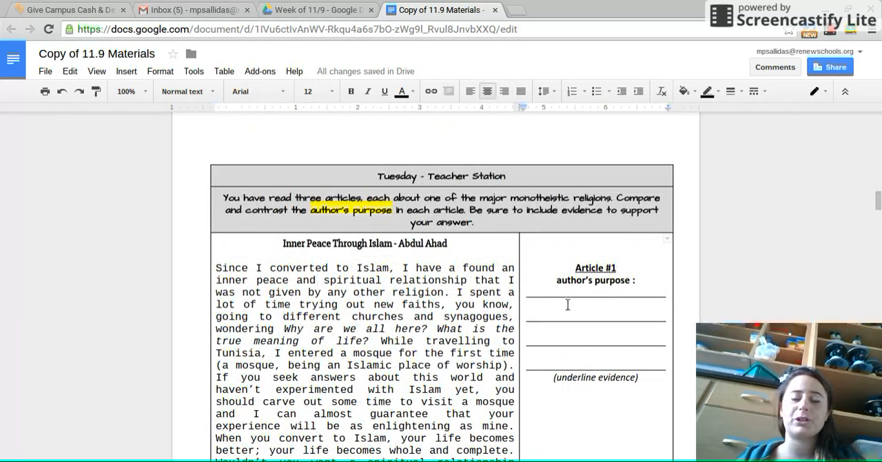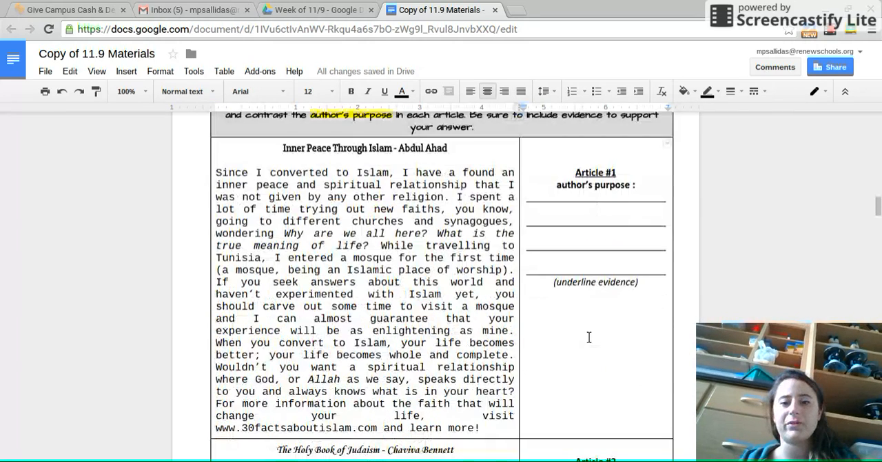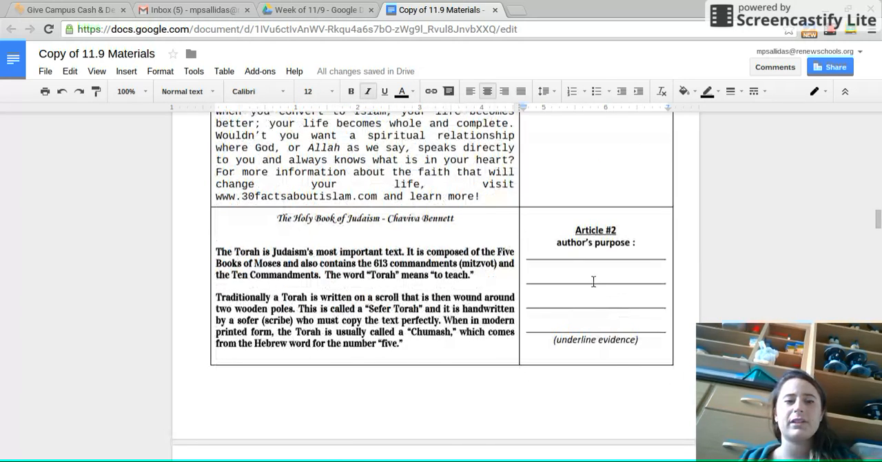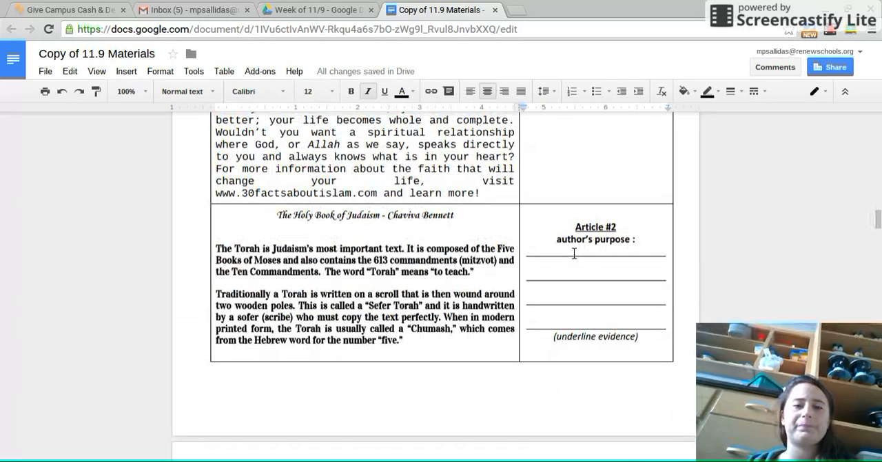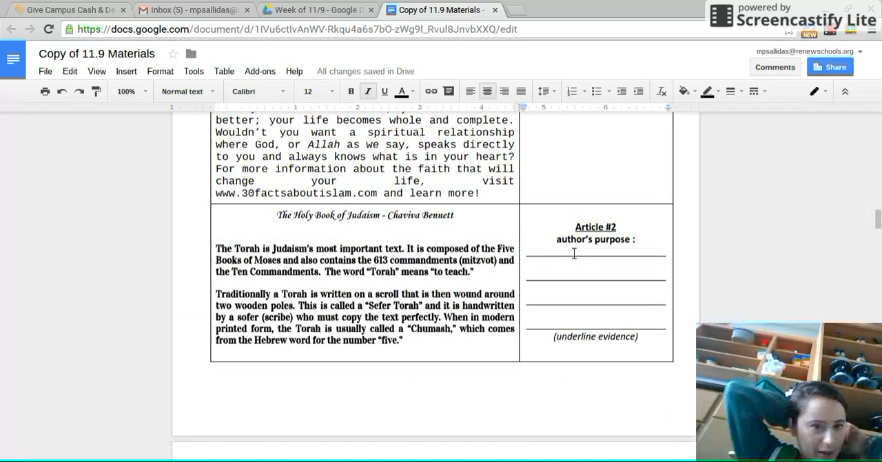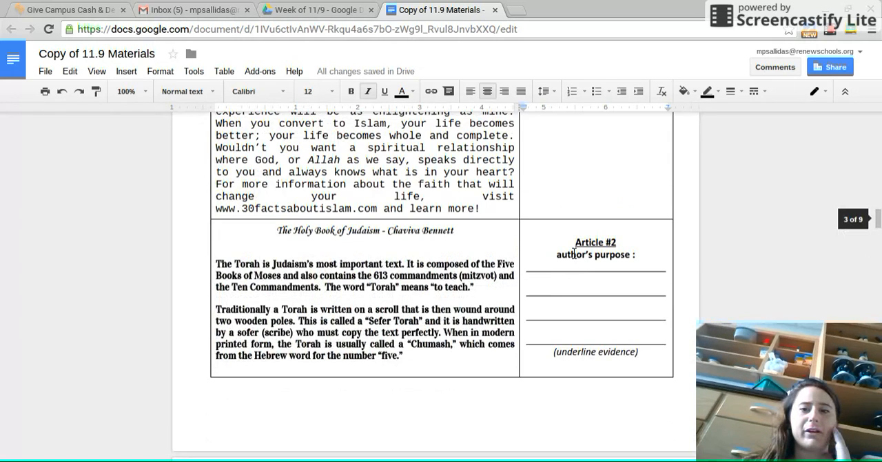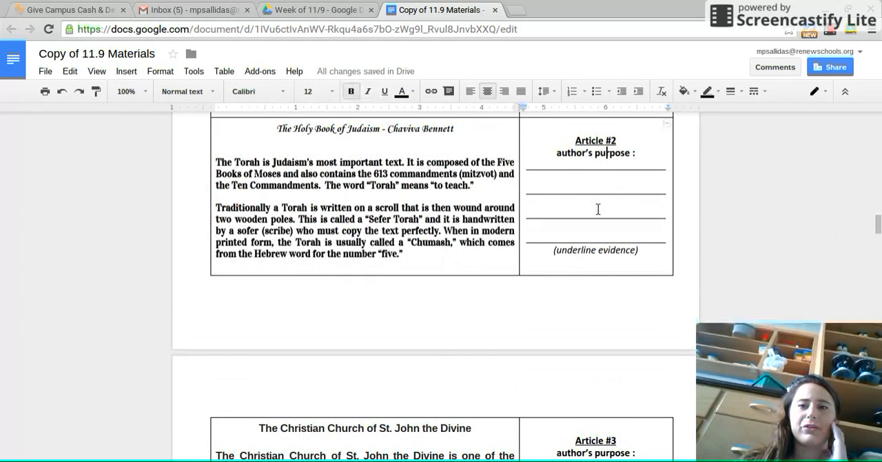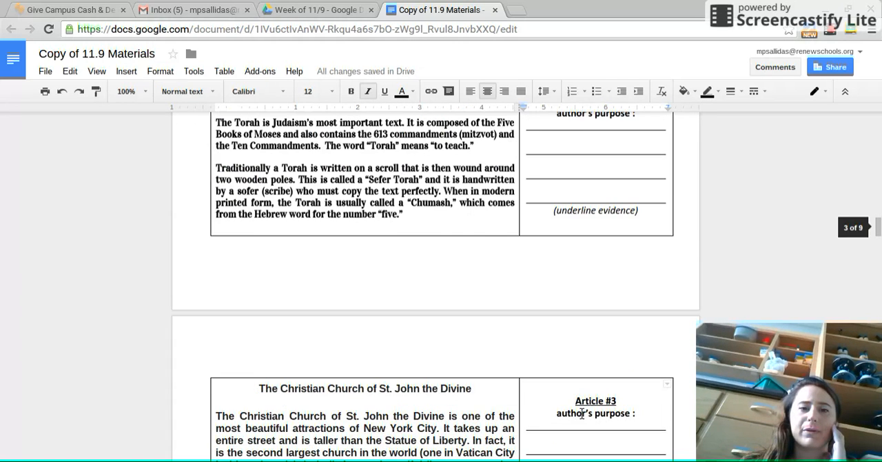What is the author's purpose? Again, don't just give the one word. So if he's trying to inform us about what? Give the whole thing and then underline evidence. When you're done, unpause the video and move on. Okay, now I'm going to read aloud the second one. You don't have to follow along the video from here if you don't want to read aloud. Just make sure that you fill out Article 2 and Article 3, purpose with evidence.